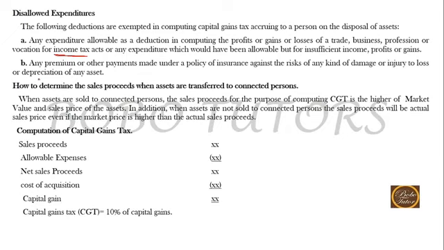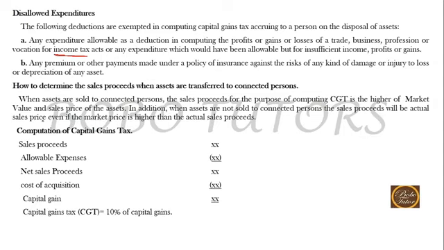Are you getting it now? That is, government is depending on your income. So if you make false declaration, it's going to affect the government. So how are you going to determine the sales proceeds if you sold assets to connected person? That is someone that is very related to you. For example, husband and wife, father to son, daughter to his mother.